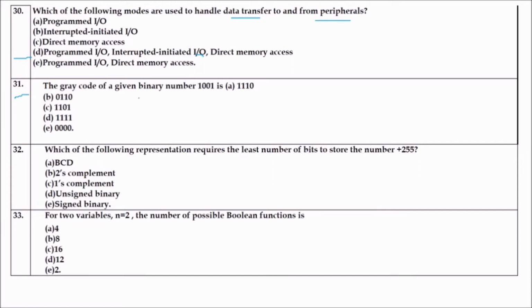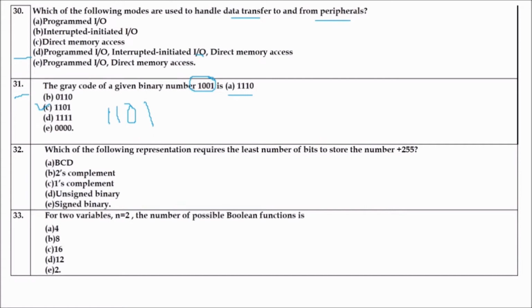Next is gray code of a given binary number. 1001 is this one or this one. All these. Please find the correct answer. You know how to compute the gray code. We'll take the answer as C, 1101. This is the correct answer, 1101. Now I'll leave it as an exercise for you to find out the gray code of 1001.